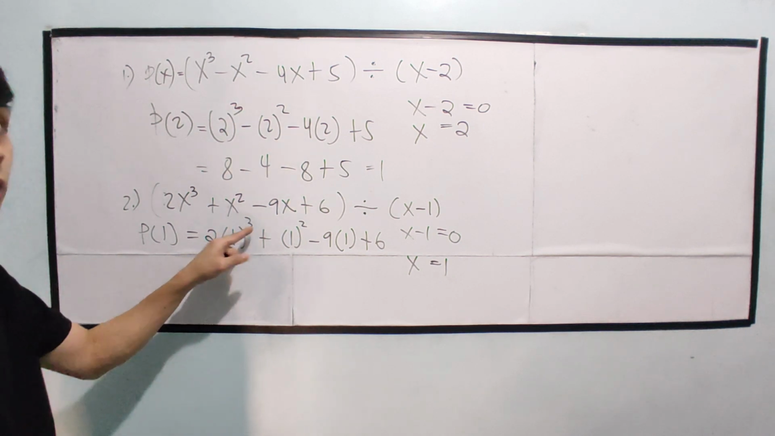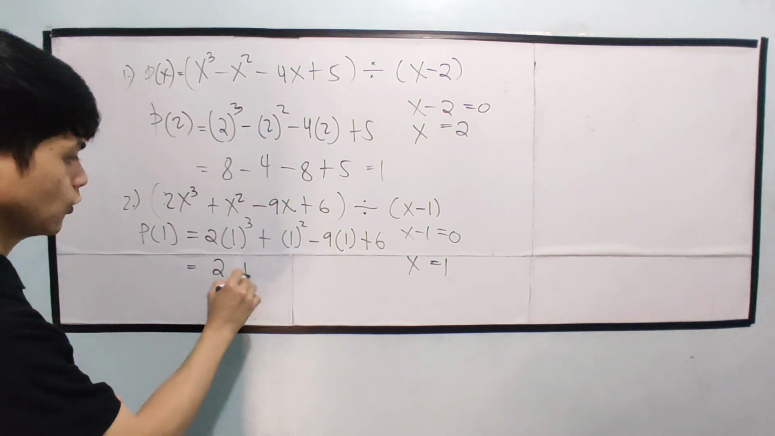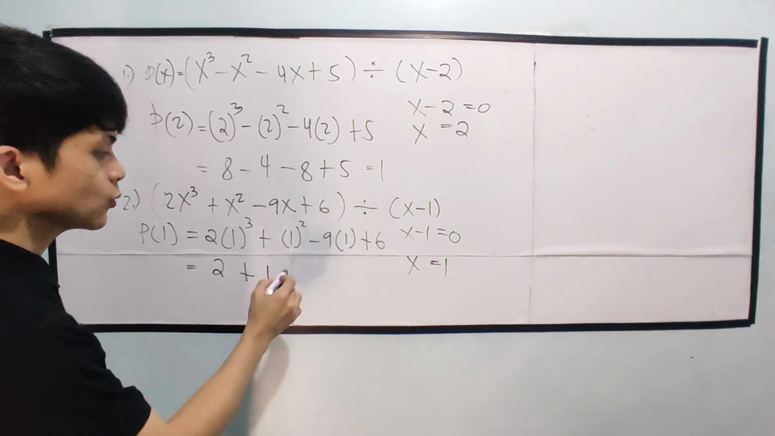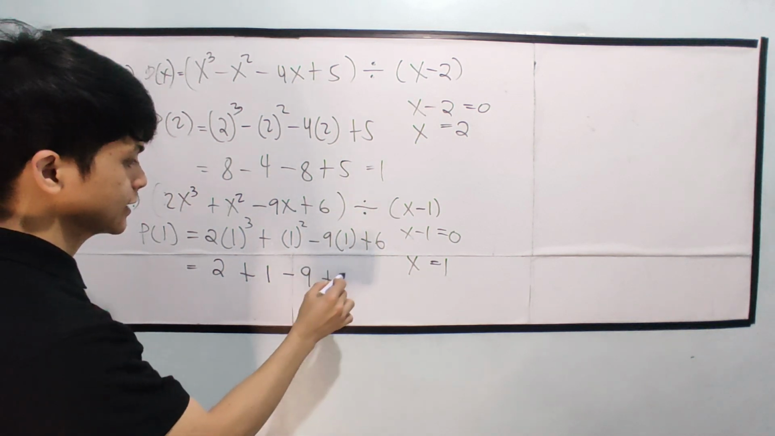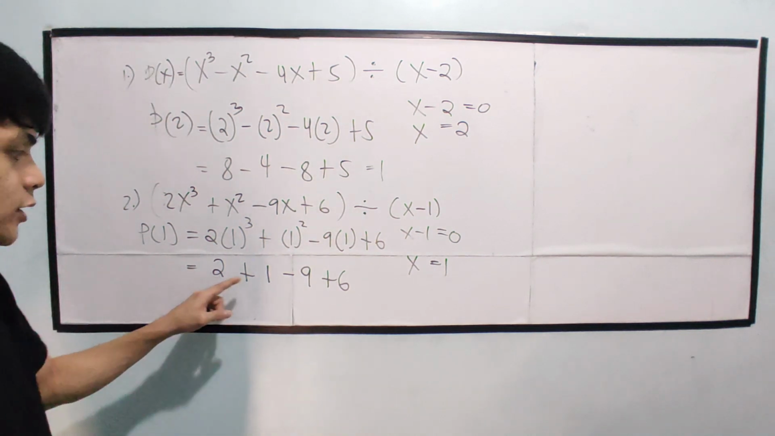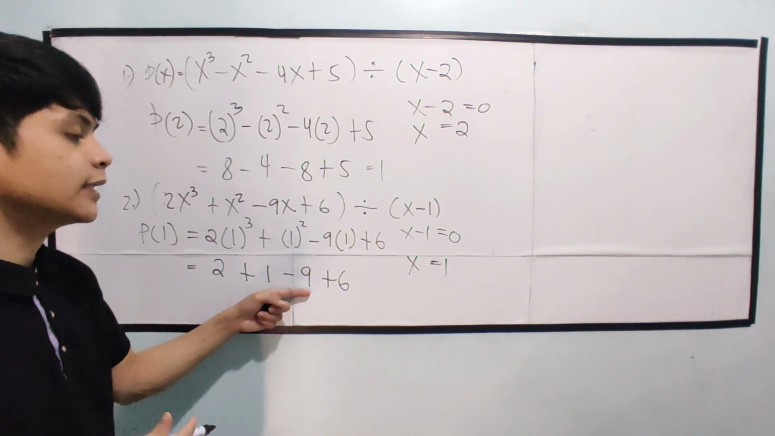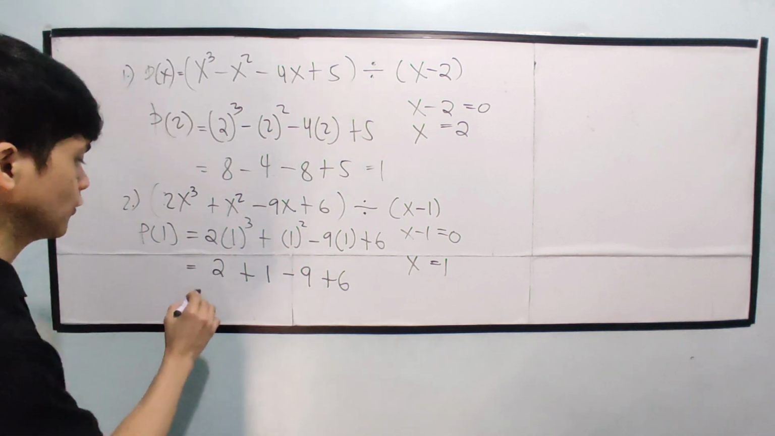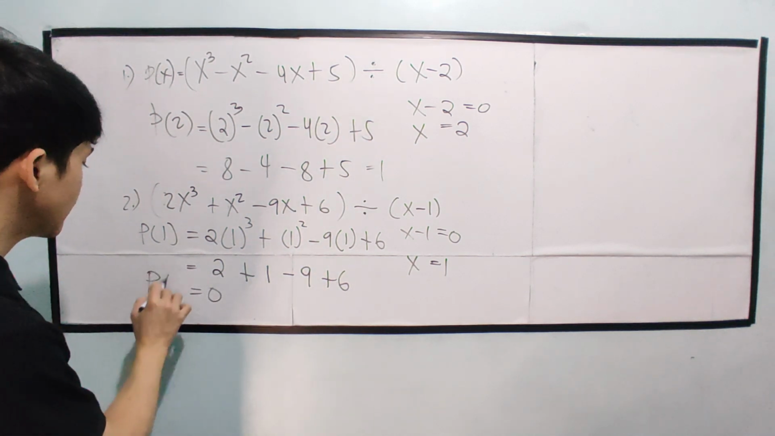So 2 times 1 cubed, that is 2. 1 squared, that is 1. 9 times 1, that is 9, plus 6. So 2 plus 1, that is 3. Minus 9, negative 6. Negative 6 plus 6, that is 0. So 0 yung remainder niya.